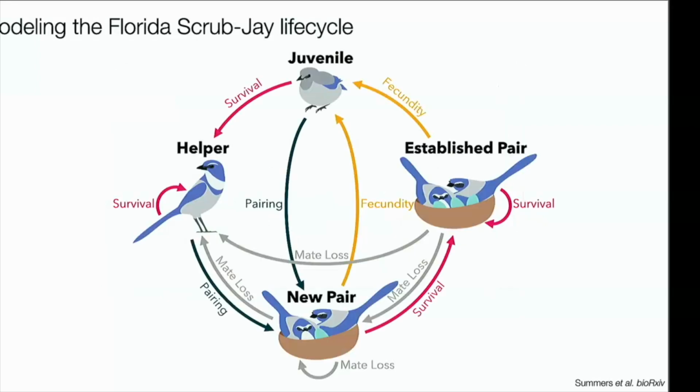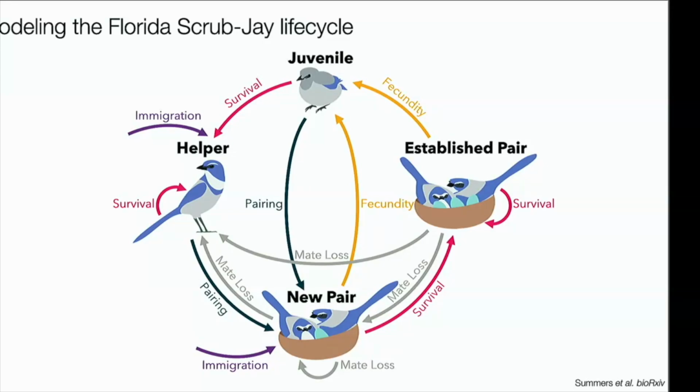And so what we did was look at the life cycle of the Florida scrub jay, and divide individuals into different life stages. So we have juveniles who can survive to become helpers, and helpers can pair to become new pairs, and then new pairs can survive to become established pairs. We separate our breeding pairs into 2 stages because of known differences in fecundity between new and established pairs. And we can also explicitly model the impacts of immigration by allowing immigrants to appear as helpers or new pairs.